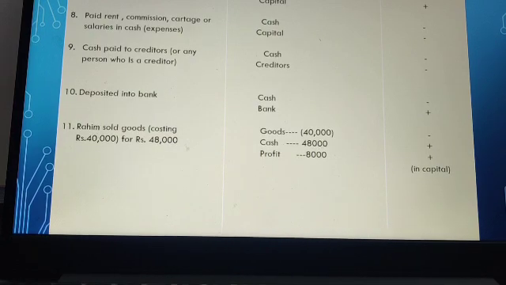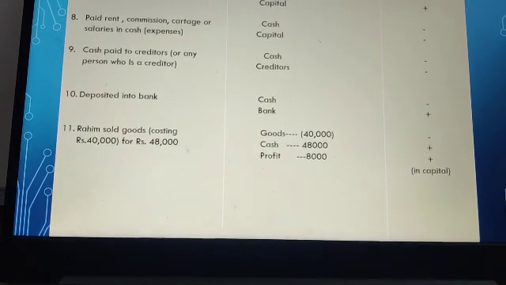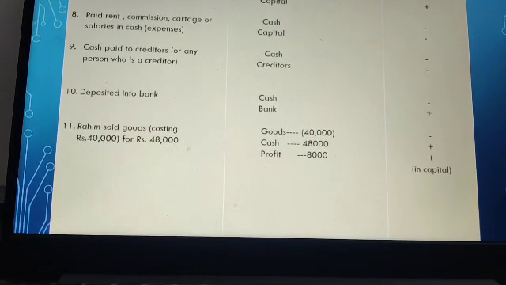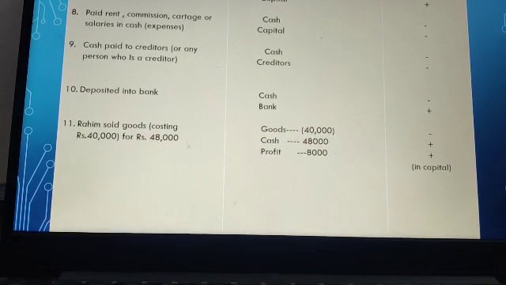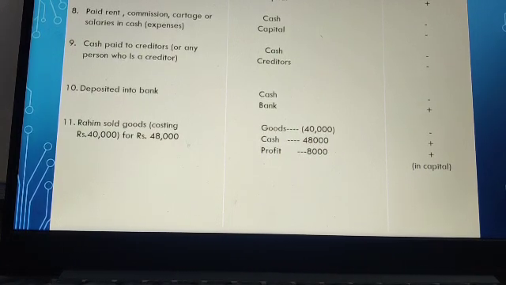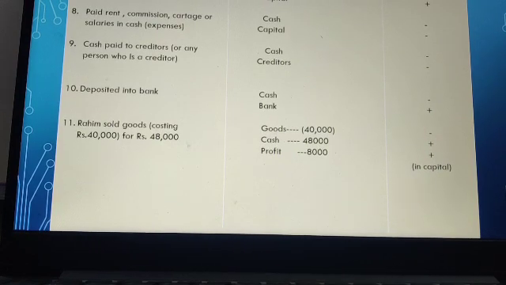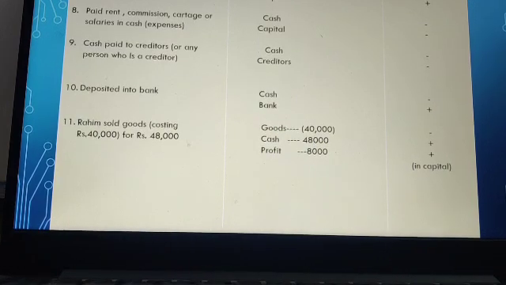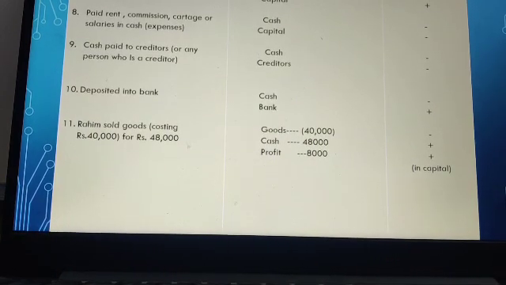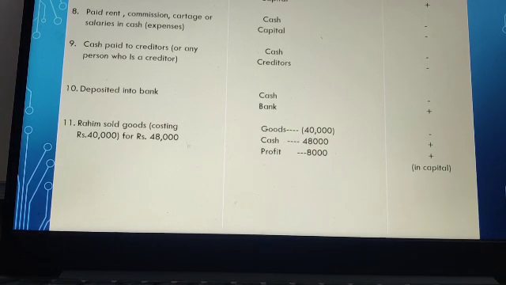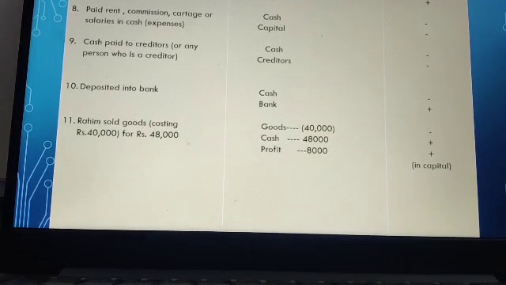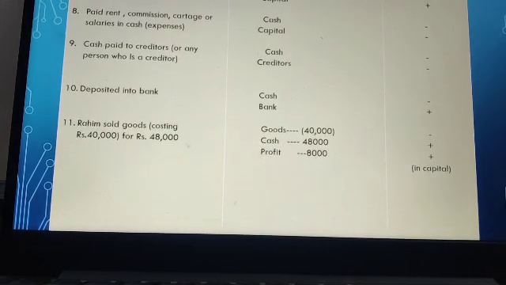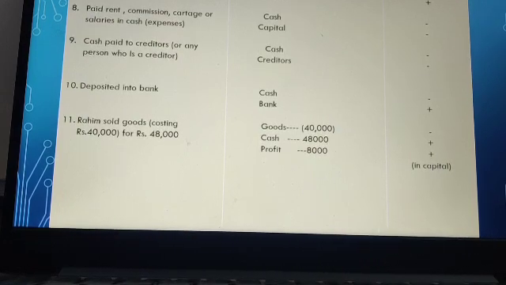This transaction will have three effects. Basically three accounts are affected. Very first, as we all know, is our goods. We are going to deduct 40,000 from the goods column because our goods are being sold. In a similar way, we are receiving cash, but the cash received is 48,000. So we are going to add this 48,000 under our cash column. And the difference between 48,000 less 40,000 is 8,000, which is your profit. You are going to add this profit in your capital.